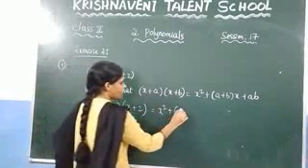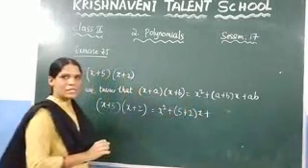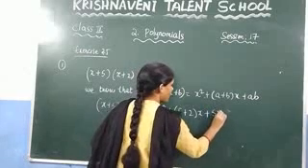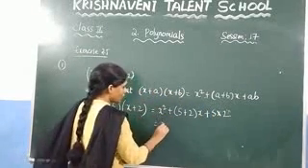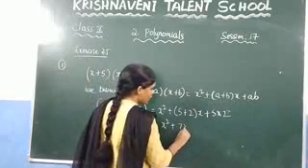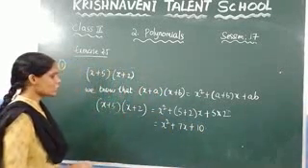which is nothing but (5 + 2)x. So write it here, (5 + 2)x + ab, which is a times b, which is 5 into 2. So write it here, 5 into 2. So what you get here is x² + 7x + 5 × 2, which is 10. So like this you need to solve.